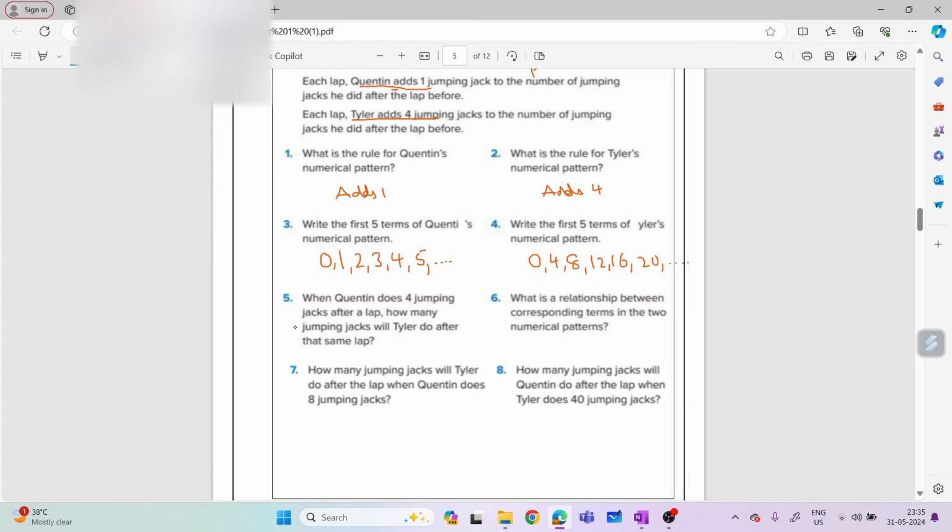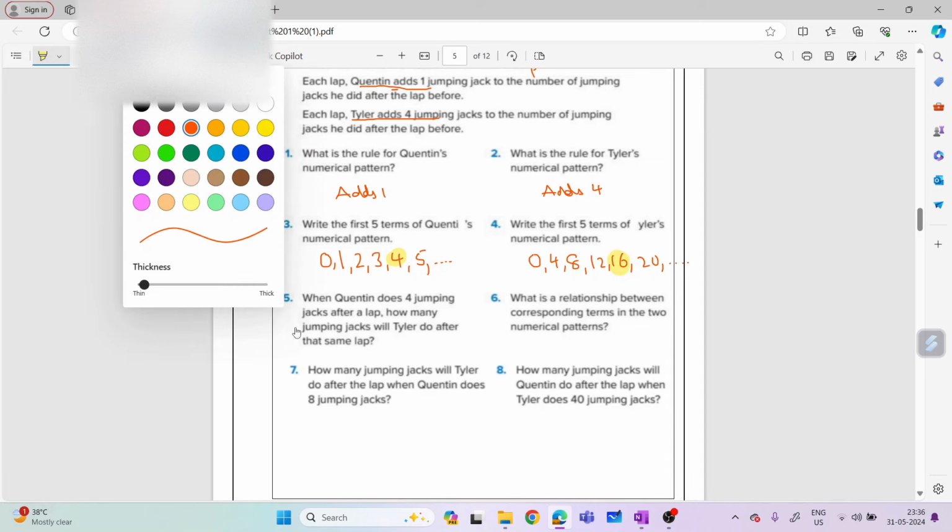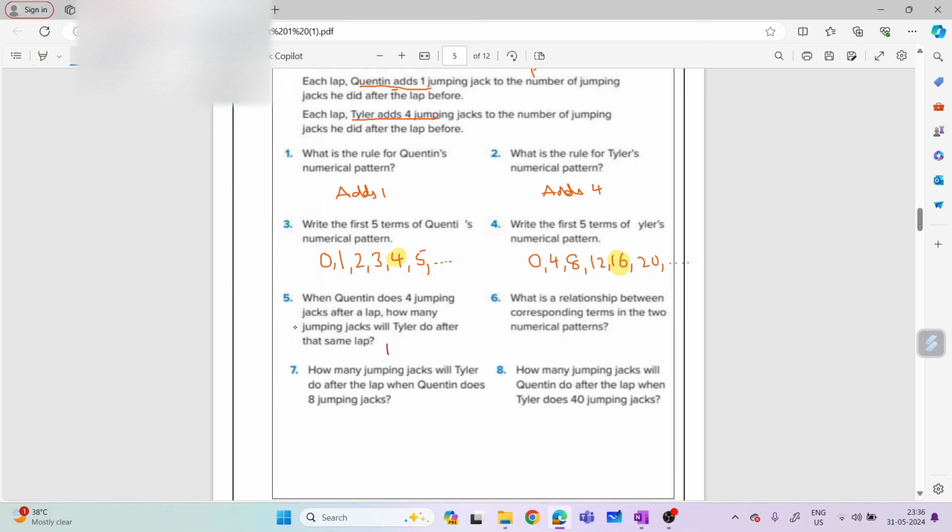You see, when Quinton does 4 jumping jacks after a lap, how many jumping jacks will Tyler do after the same lap? So Quinton does 4 jumping jacks. Where is 4? 4 is here. What is the position? 1, 2, 3, 4, 5. So how much? 16. Tyler will do 16. That's it. Done. Very simple.